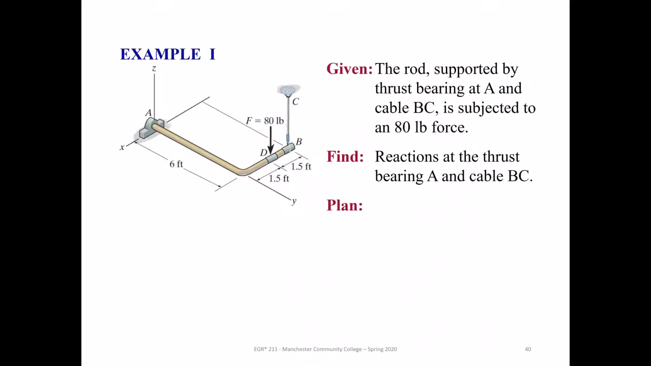Okay, so here's example one. Let's take a look at this problem. We can look at the different reactions that are provided for the different forces. In this problem, you have a force pushing down at this location. You have one end of the rod connected to this cable, and you have a thrust bearing or journal bearing on the left here. So this thing can slide in and out if needed.